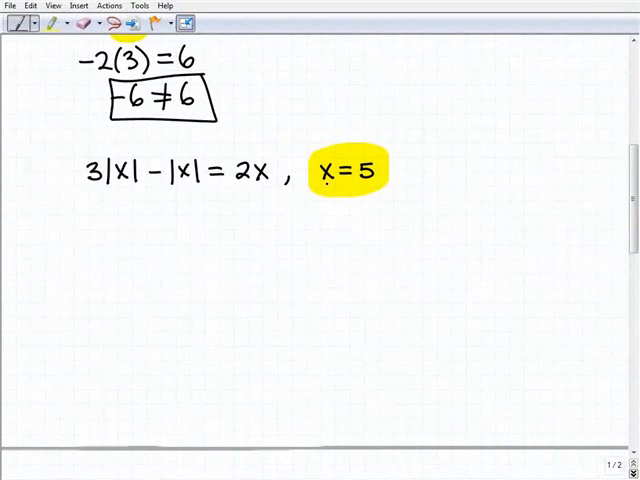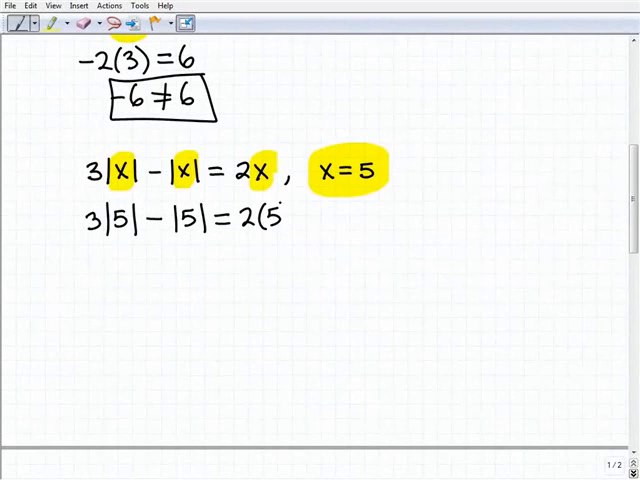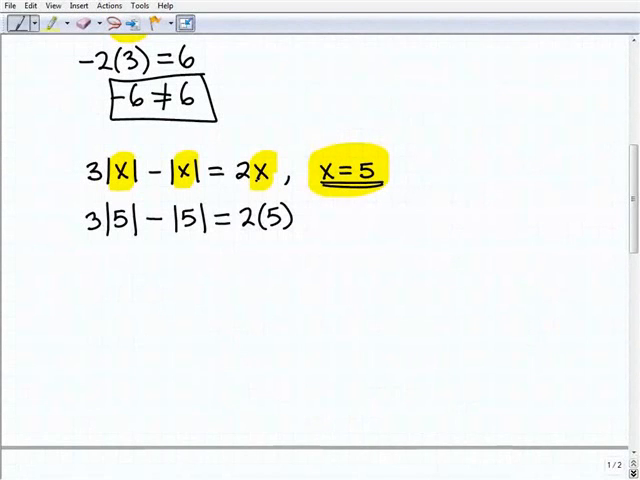So we want to check to see if x equals 5 is a solution to this equation. Once again, I'm going to plug in 5 for all these x's. So I'm going to get 3 times the absolute value of 5 minus the absolute value of 5, and we want to see if that's going to be equal to 2 times 5. Just a quick reminder: when you're plugging in values, especially in an expression like 2 times x, you always want to do that using parentheses, like I did here, 2 parentheses 5.